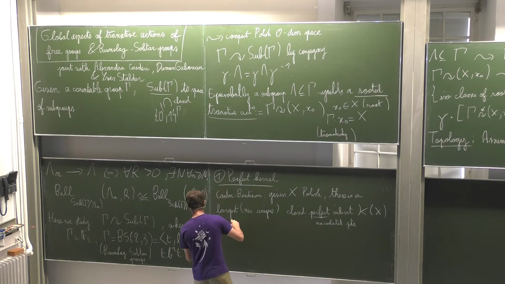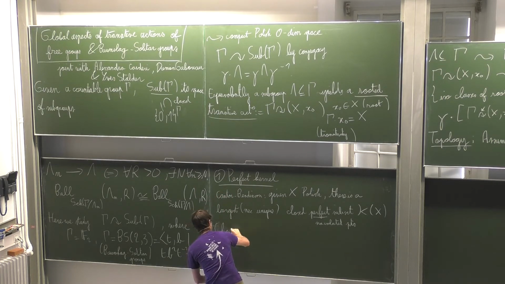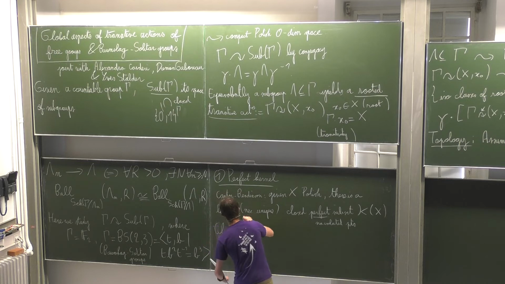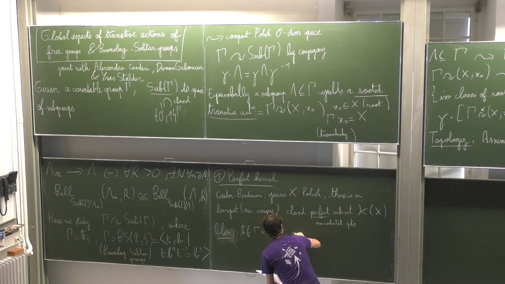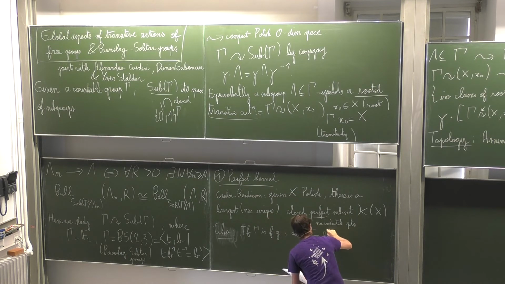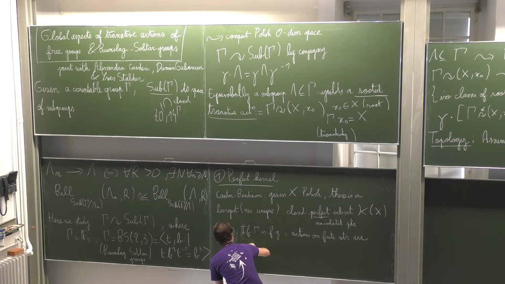Okay, so here is our first proposition. No, sorry, before that I have to make a small observation: if gamma is finitely generated, actions on finite sets are isolated points.